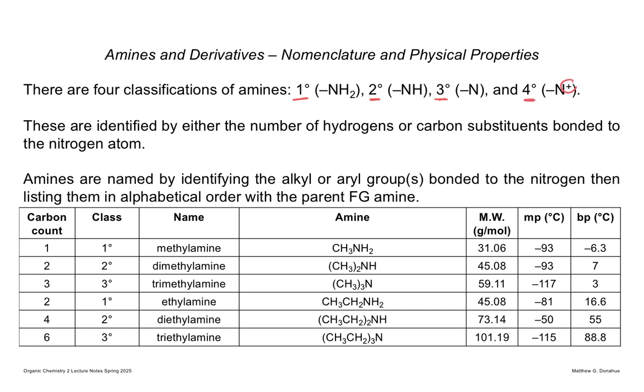And then notice it has this positive charge. So why is that? Because that lone pair that was present in primary, secondary, or tertiary is now taken up by a 4th substituent. The easiest way to name these is just shove the word amine at the end and stick the carbon substituent in front. So methylamine.